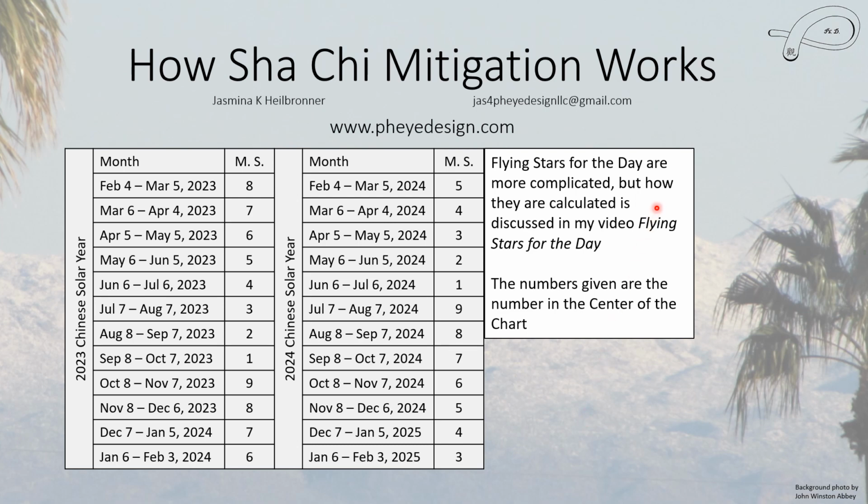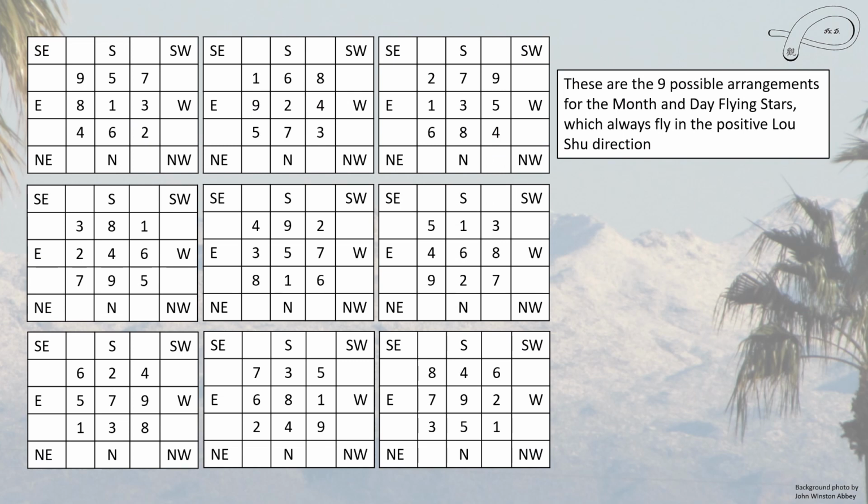But the day stars are quite a bit more complicated, but they're not impossible to understand, and I do have a video about this. And if you know how to use Excel, you can do this yourself. Now, the numbers given in these charts, including in the day charts that I talk about in this video, is the number in the center of the chart. And they always fly in the positive Luo Shu pattern, so it's very easy to know where the stars are going to be located.